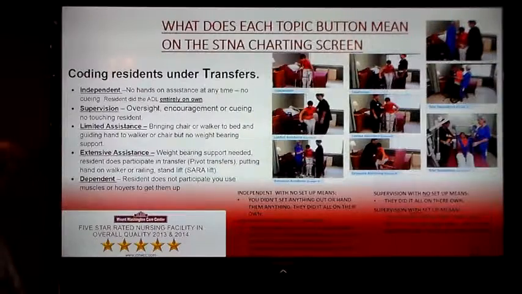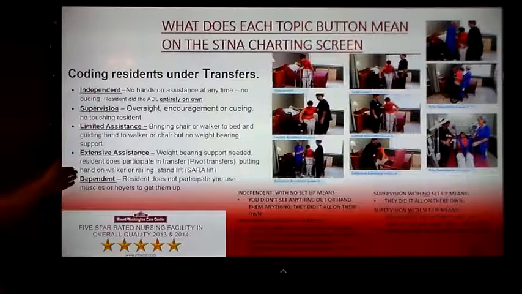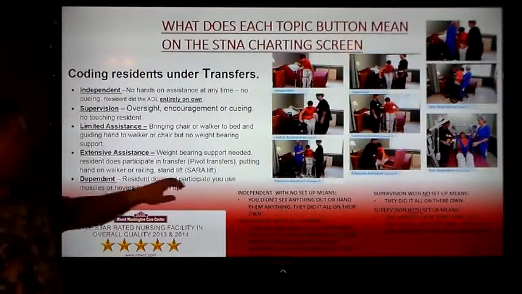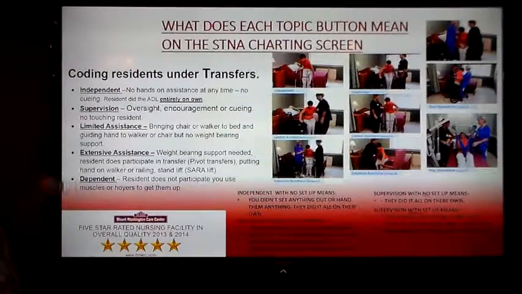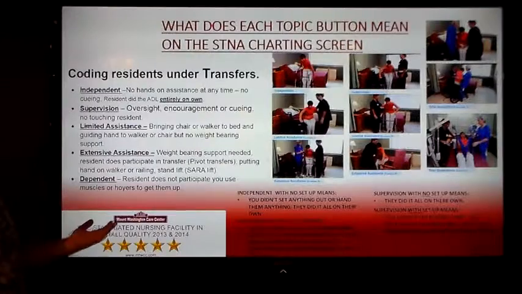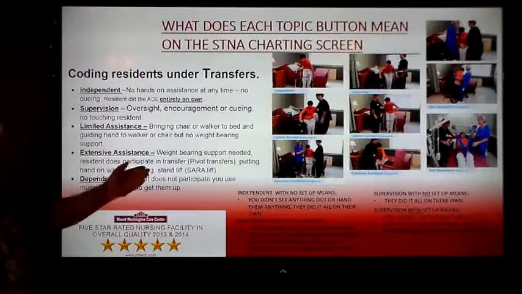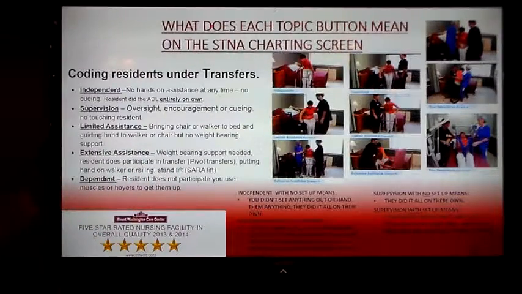Limited assistance. Bringing the chair or walker to the bed and guiding the hand to the walker or chair, but no weight-bearing support. Extensive assistance. Weight-bearing support is needed. The resident does participate in the transfer, such as a pivot transfer. You're putting their hand on the wheelchair or walker or railing, or you use the Sarah lift or sit-to-stand lift or stand lift, whichever you're used to calling it. We refer to it as Sarah lift in our facility.